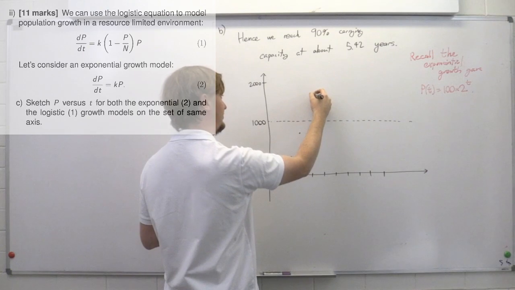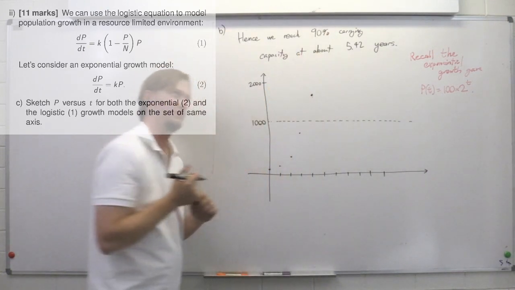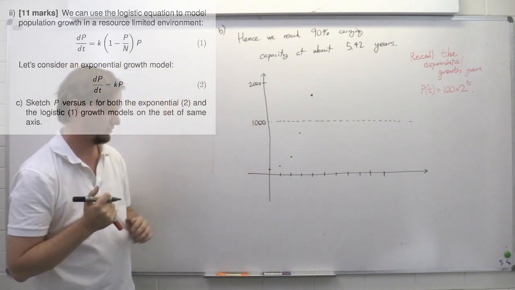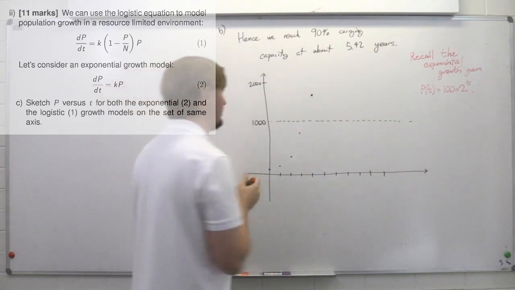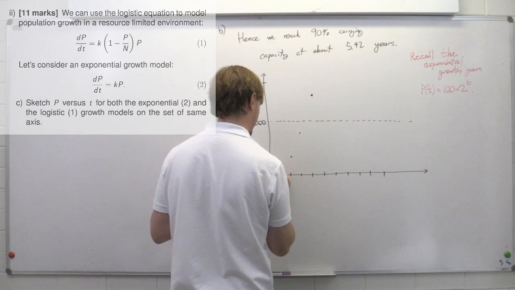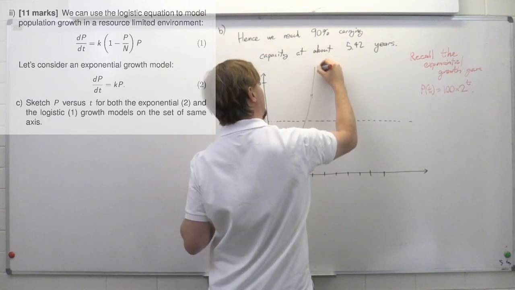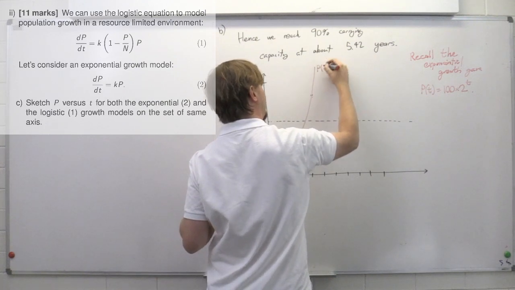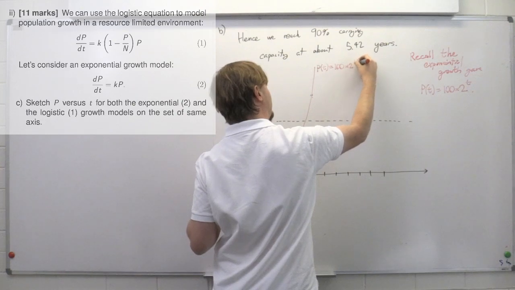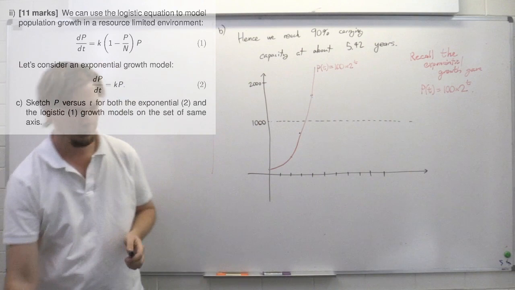So we're already beyond the carrying capacity. And the next point is actually off the graph. It's at 2,000 or 3,000 something. So it's gone all the way up there. So this is our plot of what exponential growth looks like. So this is P of t equal to 100 times 2 to the t. So it doesn't take long before we've exceeded the carrying capacity.